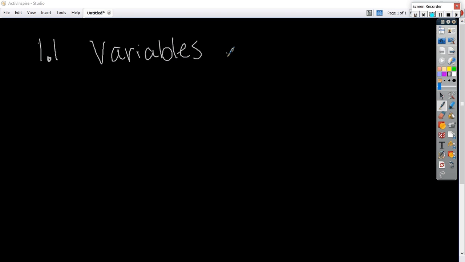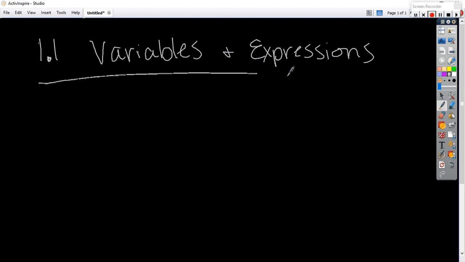All right, variables and expressions. Somebody said no, but we're going anyway. So like I said, we're going to try to do 1.1 and 1.2 today. So we'll start with 1.1 because that comes before 1.2.